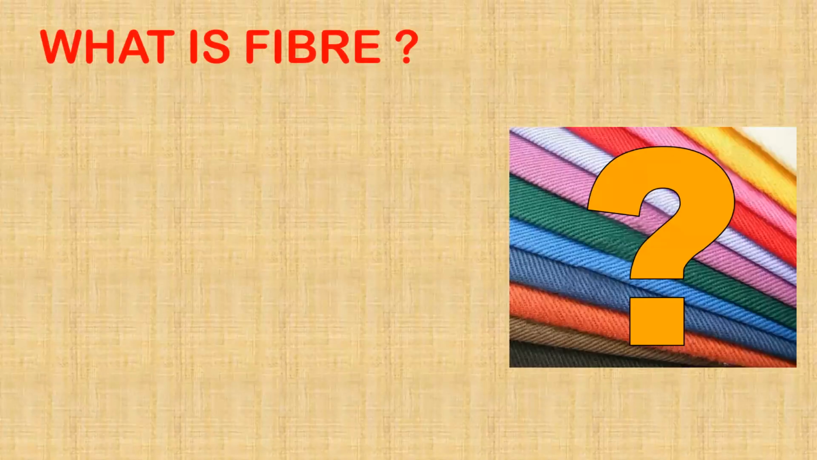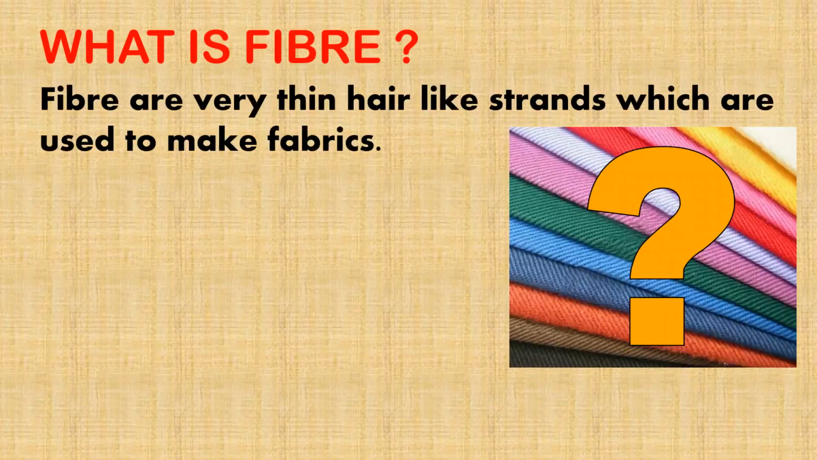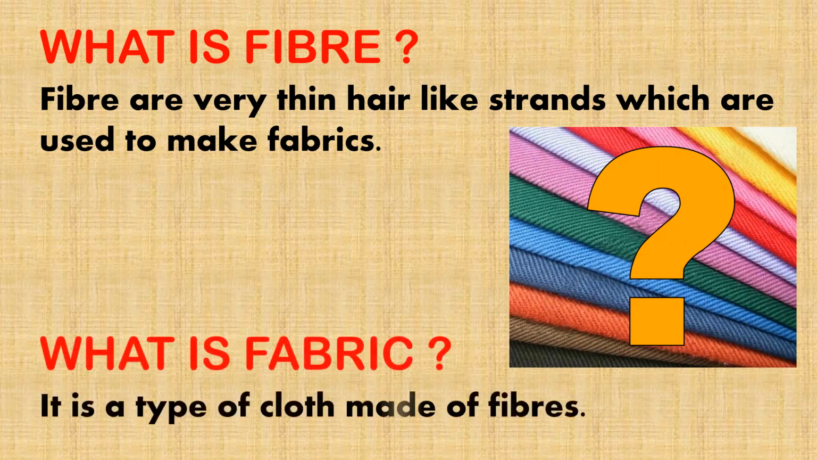What is fiber? Fibers are very thin hair-like strands which are used to make fabrics. Have you ever seen a dhaga? That dhaga in English is called fiber, and they're used to make fabrics. Now what is fabric? A fabric is a type of cloth made up of fibers.